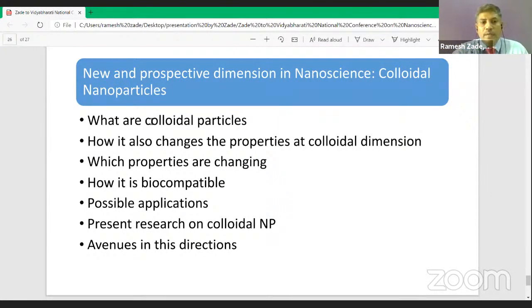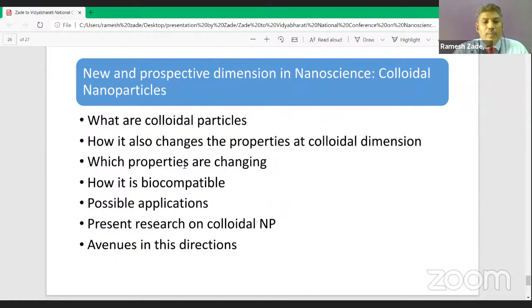So we want to discuss that the colloidal nanoparticle dimension is again 1 micrometer to 1 nanometer. So it is very close to a nanoparticle. Then it also changes properties at colloidal dimension. Just as we talk about nanoparticles having different behavior when they reach the nanoscale, similarly, if a particle achieves a colloidal dimension, which I told is 1 micrometer to 1 nanometer, then there are a lot of changes in the properties of this material. So that is very similar to a nanoparticle.